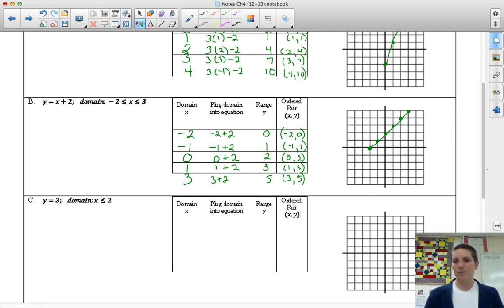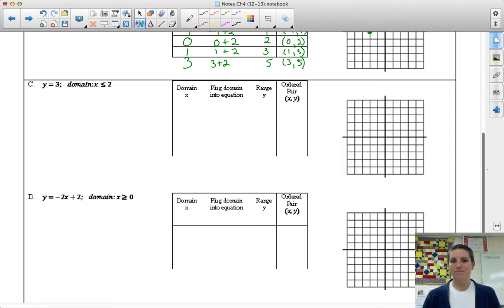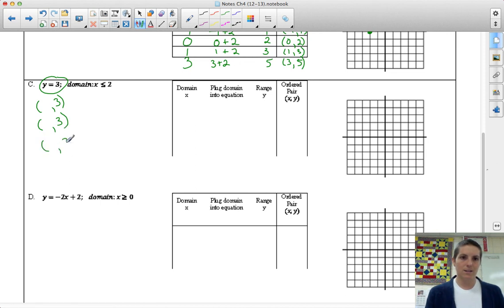Let's go ahead and do problem C together. Y is equal to 3. The domain is x is less than or equal to 2. Well, the first thing that should stand out is that this y equal to 3 is a special case. It's not a sloped line. It happens to be a horizontal line, right? The y value of every point is 3.